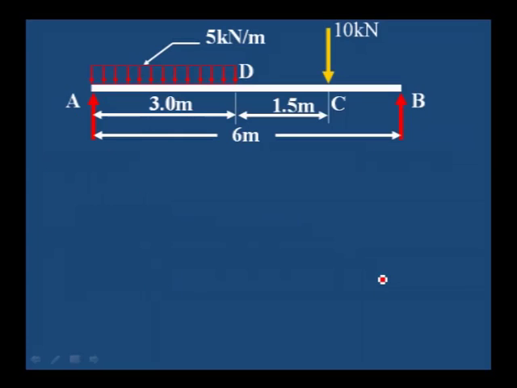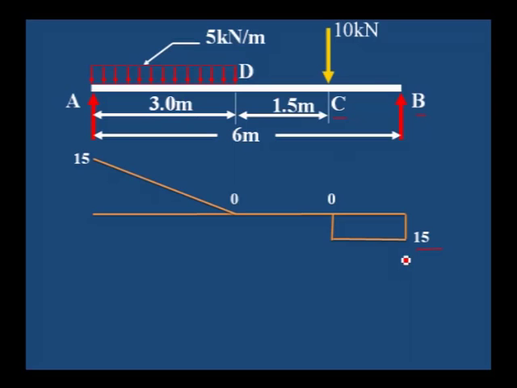Let us draw the bending moment diagram. First we will draw the shear force diagram, afterwards we will draw the bending moment diagram. First draw the horizontal line, and then at B the shear force is 15 kilonewton, then it remains constant, and at C it is 0, and at D also 0. Then at A it is 15 kilonewton.